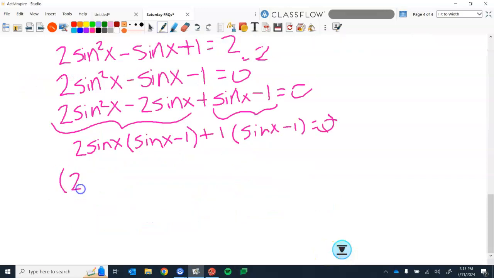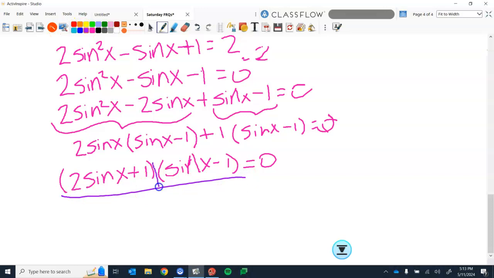This gives me 2 sine of x plus 1 times sine of x minus 1 equals 0. Then I use my zero product property. Set these equal to 0. And so I'm going to get 2 sine x equals negative 1. So sine of x is equal to negative 1/2.